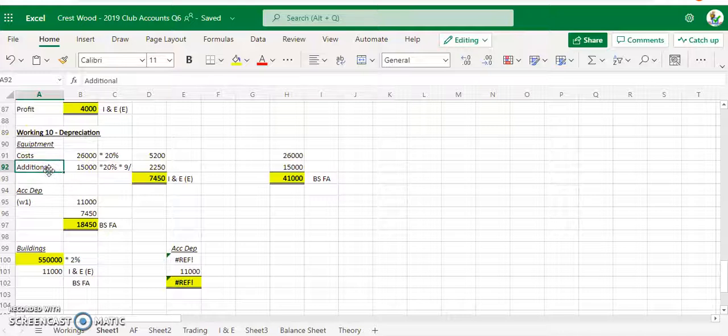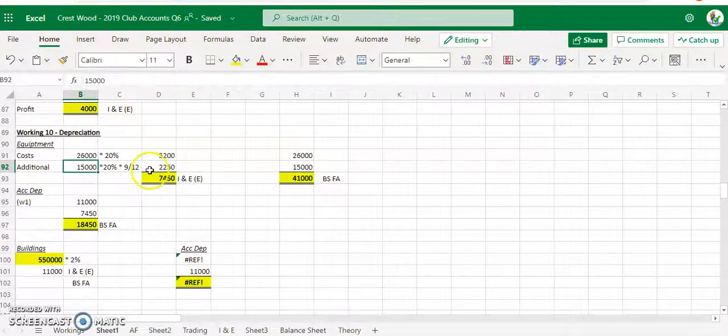Our additional equipment that we bought is 15,000. That's also going to be multiplied by 20%, but we're only going to multiply by 9/12 because we only had it for 9 months. So that's going to give us 2,250. So we add 5,200 and 2,250 to get the expense for this year. So that's going to be 7,450.